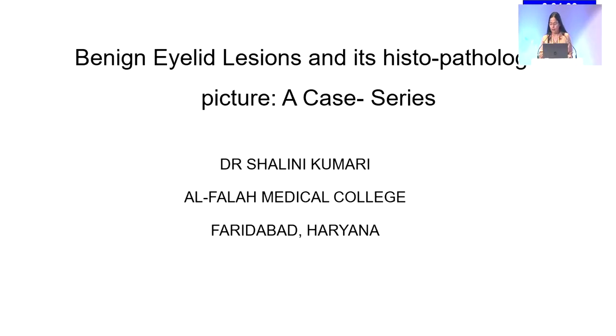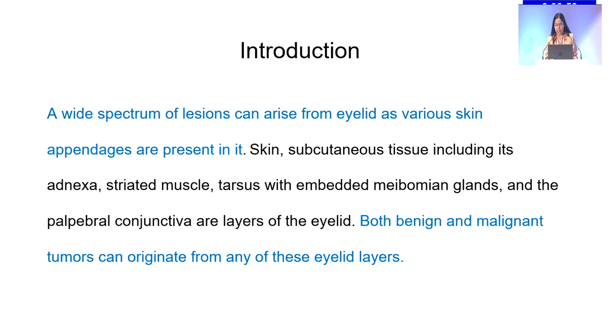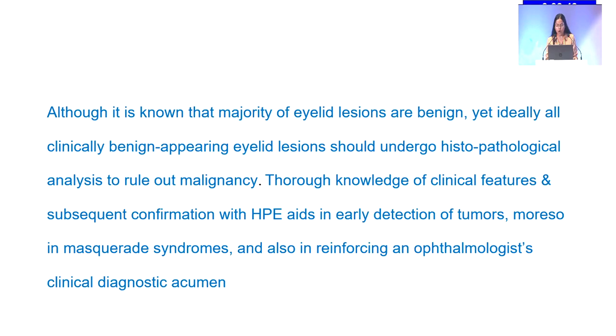Good morning. My topic is benign eyelid lesions and their histopathological picture, a case series. A wide spectrum of lesions can arise from the eyelid as various skin appendages are present in it. Both benign and malignant tumors can originate from any of these eyelid layers. Although it is known that the majority of eyelid lesions are benign, yet ideally all clinically benign appearing eyelid lesions should undergo histopathological analysis to rule out malignancy.